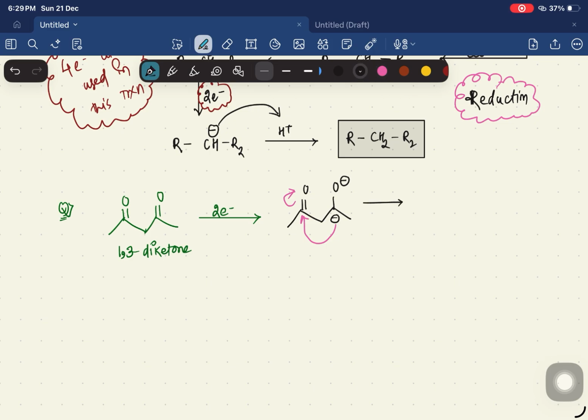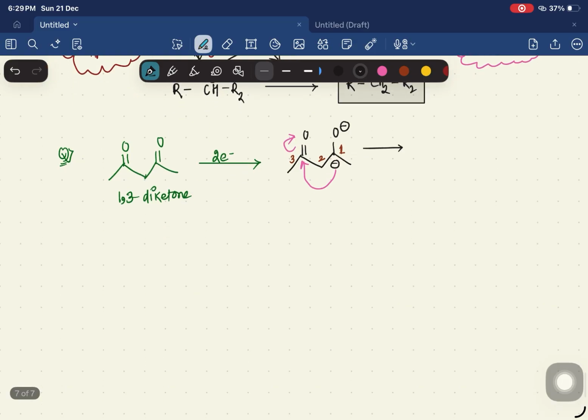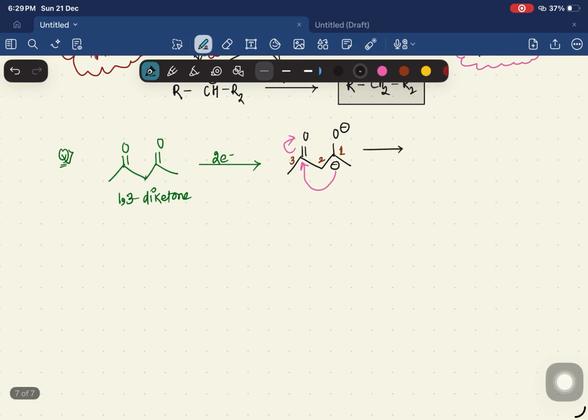So let us give the numbering also. Here it is 1, here it is 2, and here it is 3, right? So the numbering has happened. 1, 2, 3, so it will come like this, a ring-like structure. This is 1, this is 2, and this is 3. So the bonds are like this. At the 1 position, O minus is there, and obviously a methyl group is also there. At the third position, we will write in this way. So here it is O minus, and here one methyl group is also there.